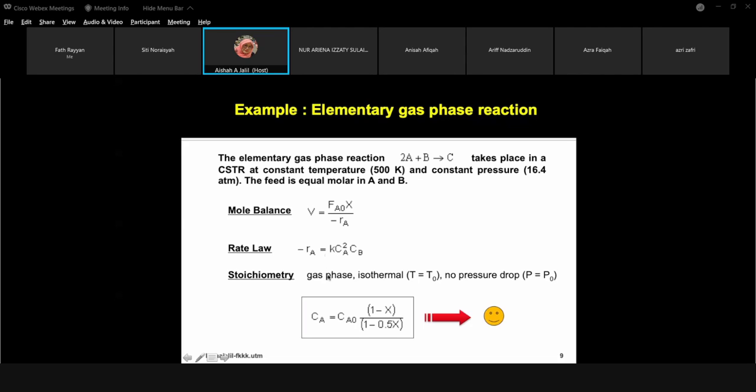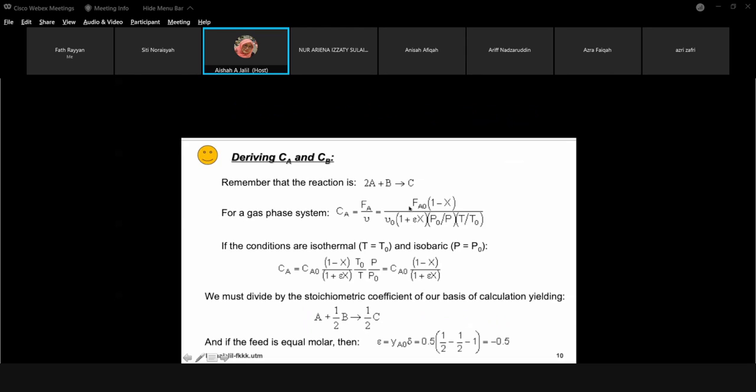For stoichiometry, you have to consider the gas phase reaction. But with constant pressure and constant temperature, there is no need to consider this one. That's why when you calculate, you can get this. This is the general form for the gas phase reaction, because you can ignore T and P, so it becomes like this.